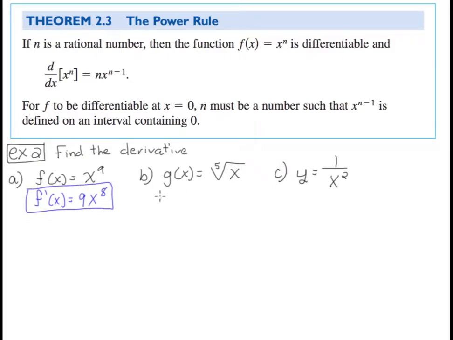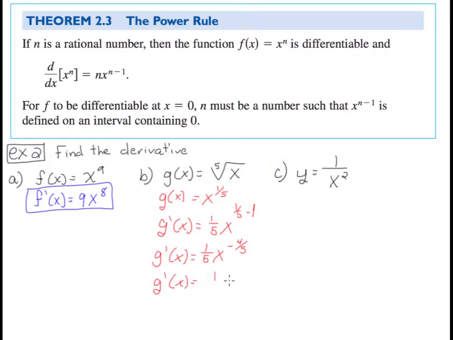To do B, I'm going to need to rewrite this radical as a fraction power. So first I'd rewrite my g of x as x to the 1/5 power. Now I use the power rule, so I'd have 1/5 x to the 1/5 minus 1 power. So that's 1/5 x to the -4/5 power. And then let's get rid of the negative exponent, and rewrite this problem with radicals instead of fraction powers. A rule of thumb is if the original problem had radicals, the answer can have radicals. If the original problem had fraction powers, you can write your final answer with fraction powers.